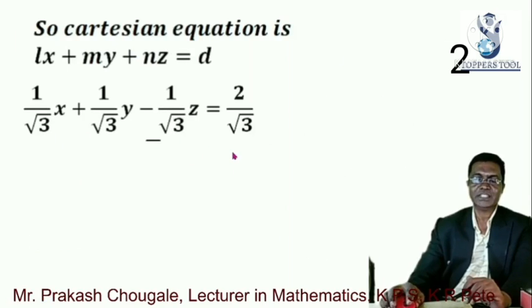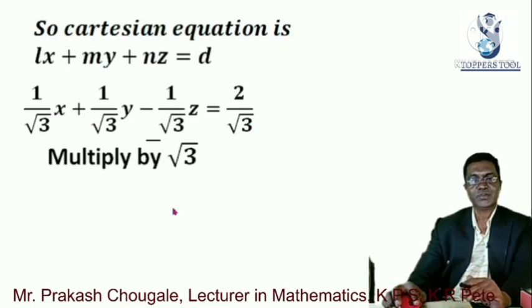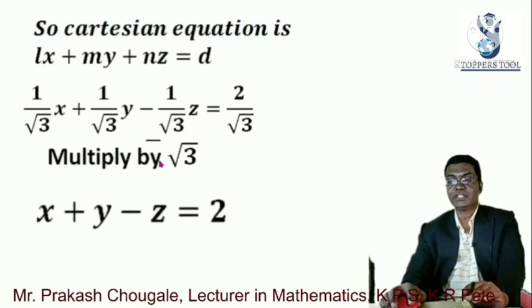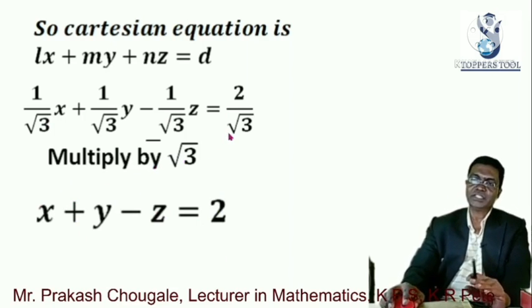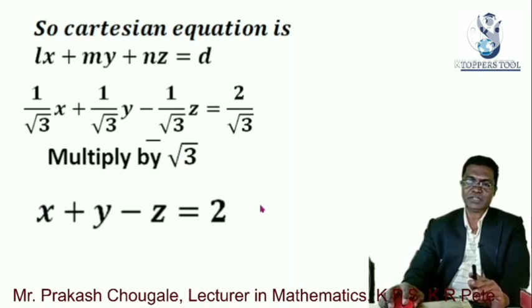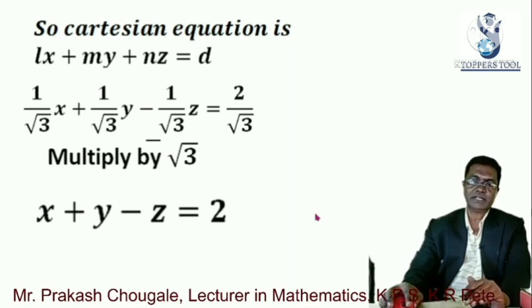This is the Cartesian equation, or you can multiply throughout by root 3. So what will we get? Root 3, root 3, root 3 cancels everywhere. We will get x plus y minus z is equal to 2. So from the vector equation, you can write the Cartesian equation directly if it is asked for 1 mark. Otherwise, if it is asked for 2 marks, then you have to do the things that I have done.